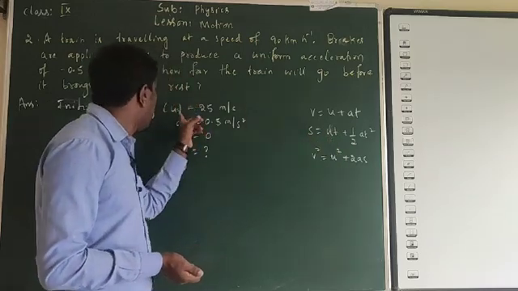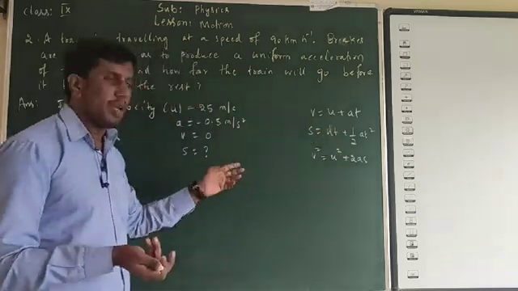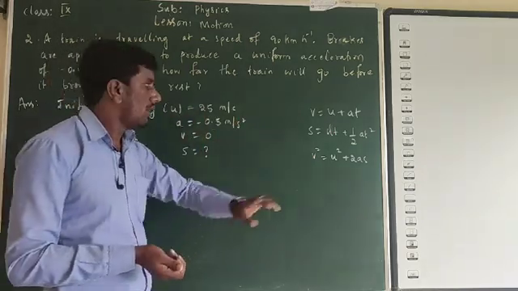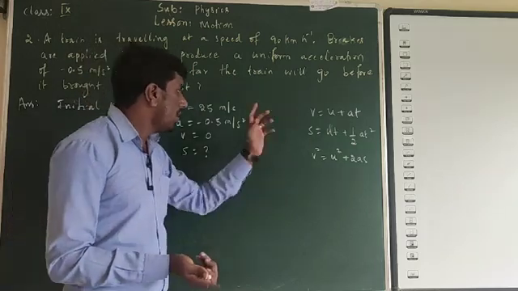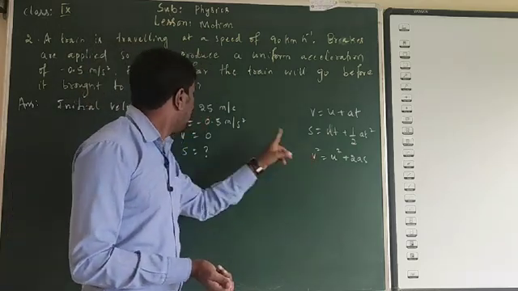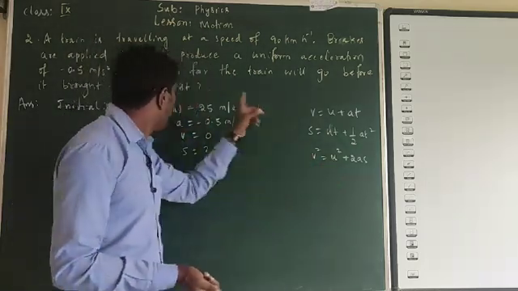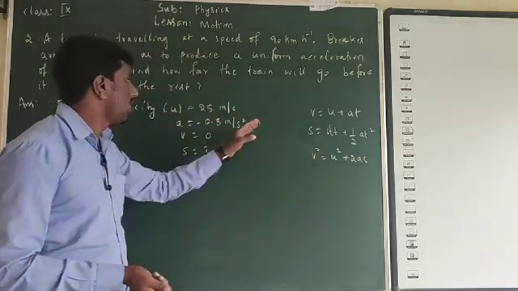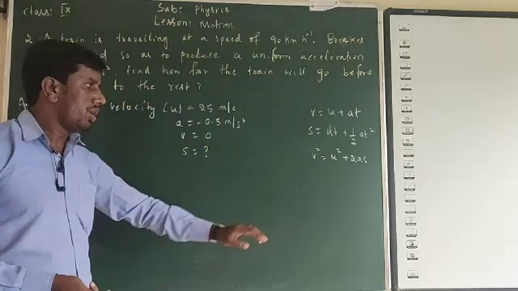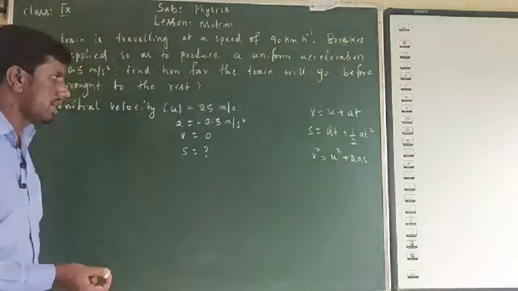u, the initial velocity, I have. t, we don't have the time. Time is not given in the situation. If I don't have the time, I can't find it. Then I should go for the third equation. v is known, u is also known, a is also known. So if everything is known, I'll use the third equation, where I have s, and I can find s.